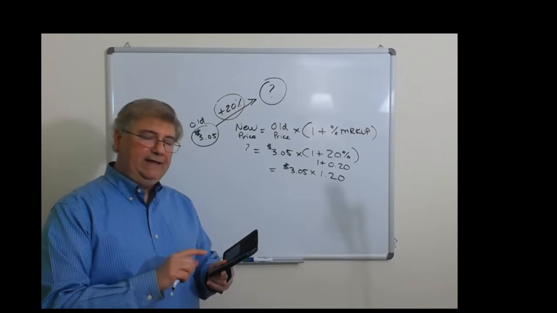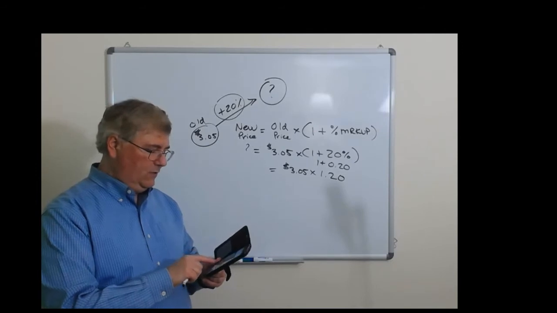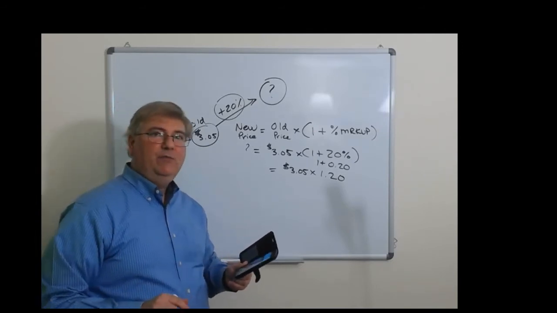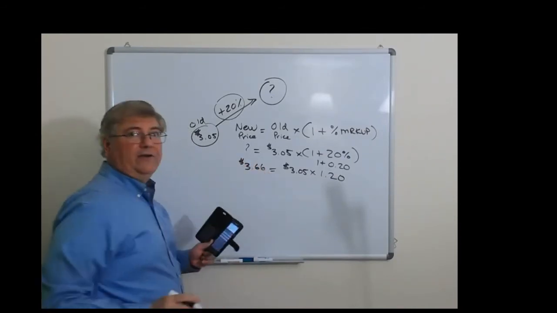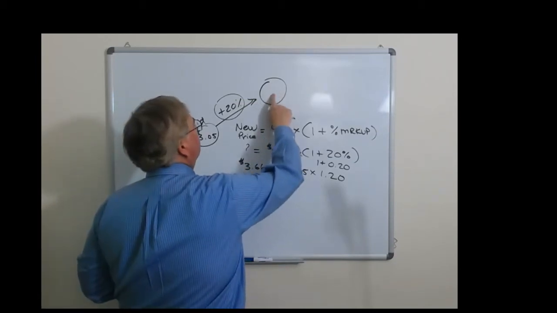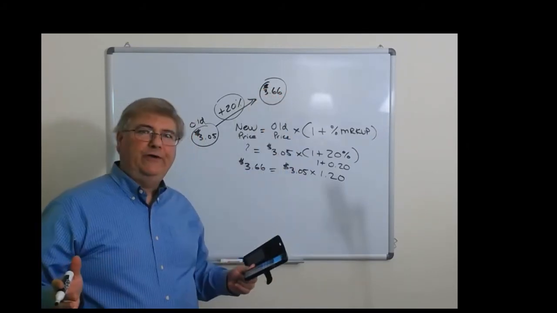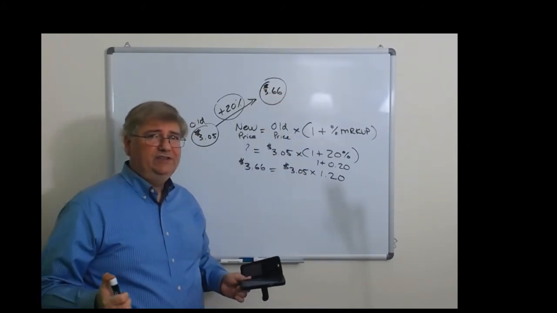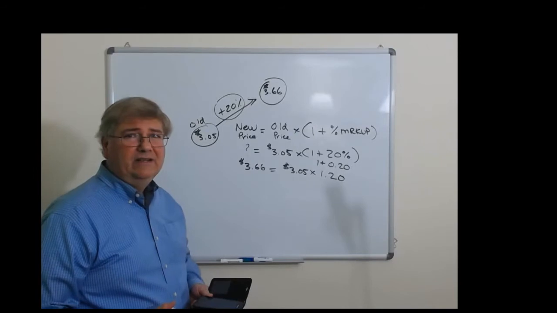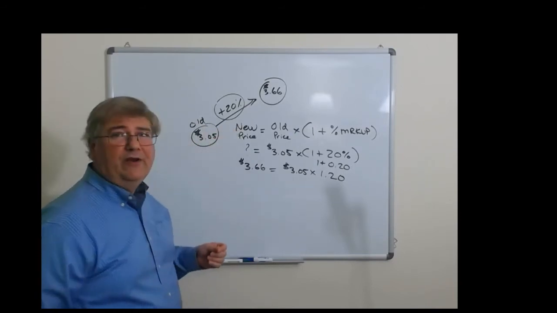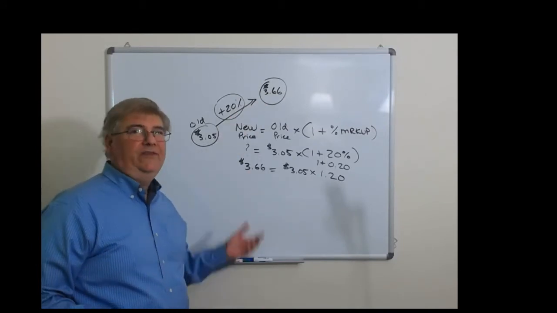So let's take our handy dandy calculator and multiply 3.05 times 1.2, and we get 3.66, or $3.66, for the new price of milk. So the final question I suggest students ask themselves at this point is, does this answer make sense? Does it make sense that a 20% increase on $3.05 is $3.66? And since it makes sense, we'll go with this answer.